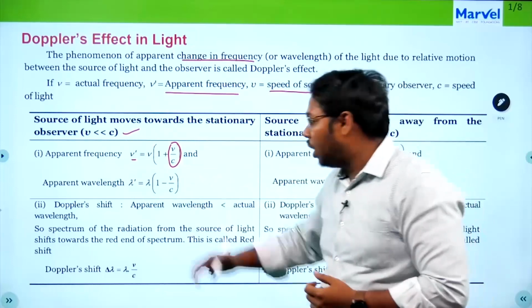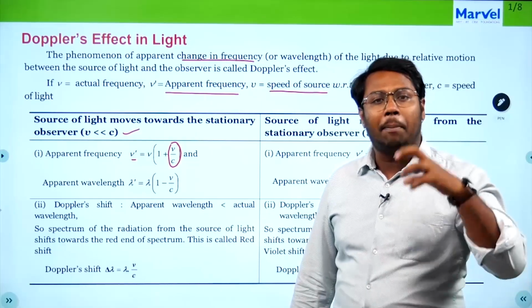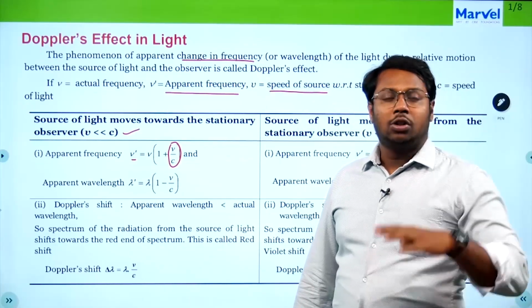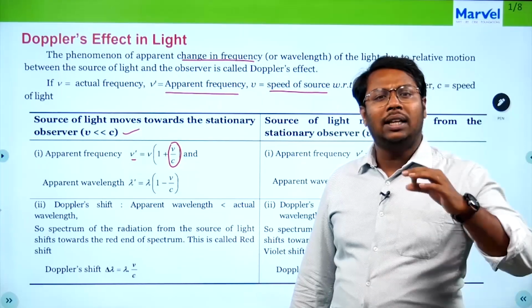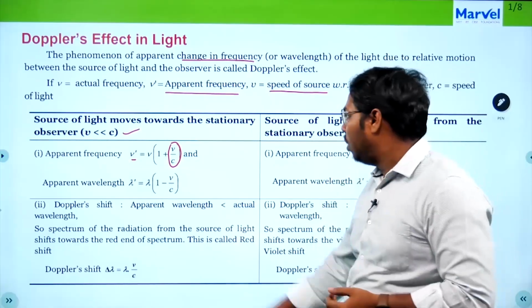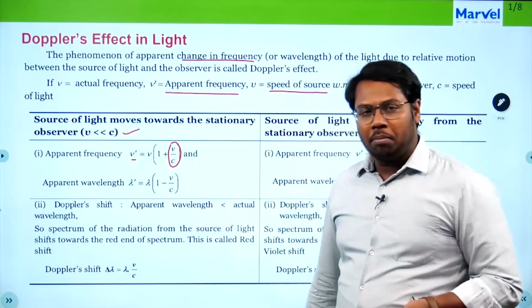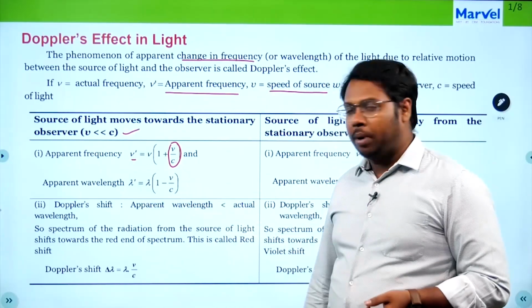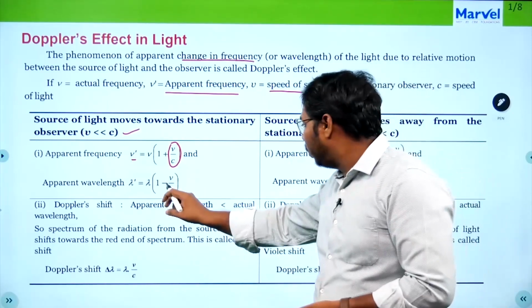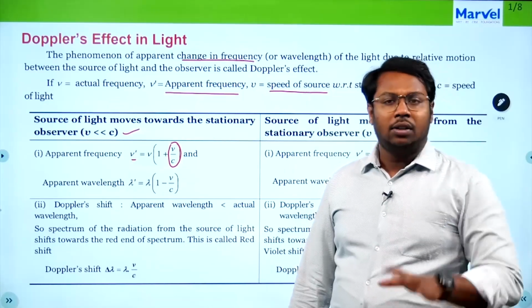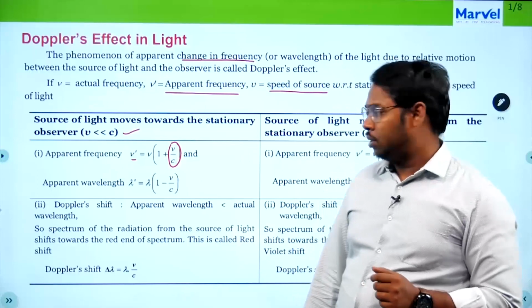Coming down, that expresses the apparent wavelength. The wavelength is nothing but the inverse of frequency. So the inverse of mu prime is lambda prime, and the inverse of mu is lambda. The only difference is that you will just get a negative sign over here. That is the only difference.